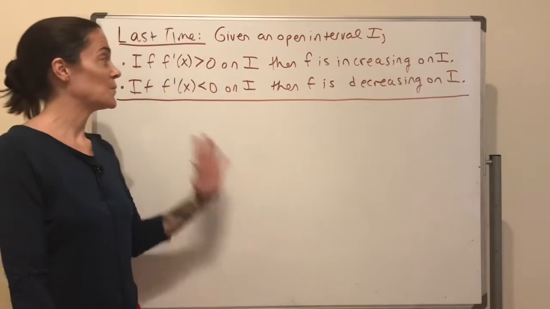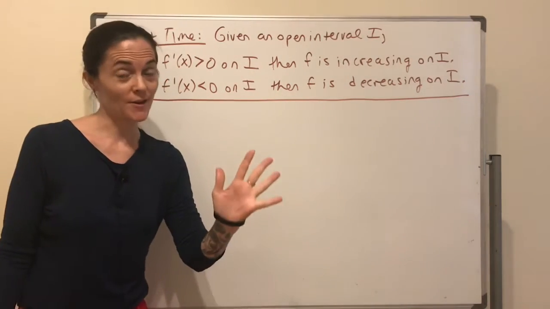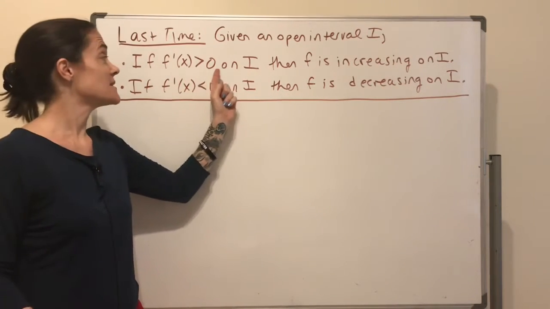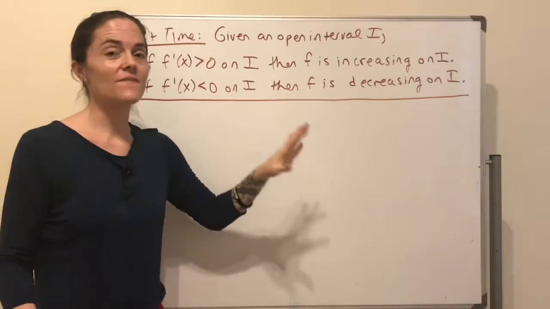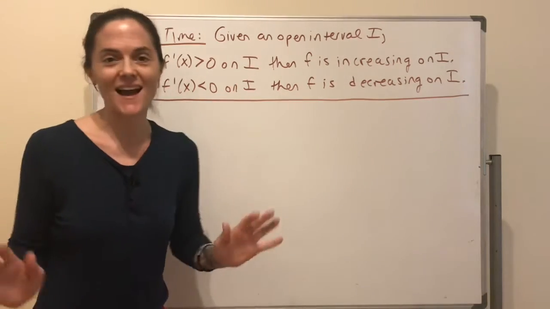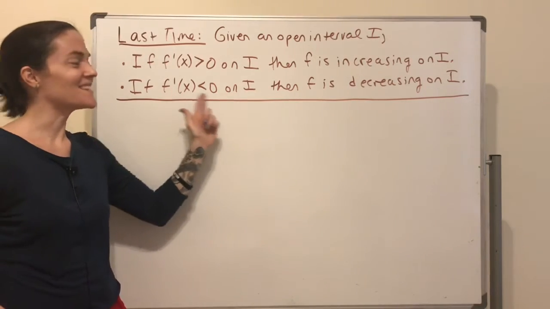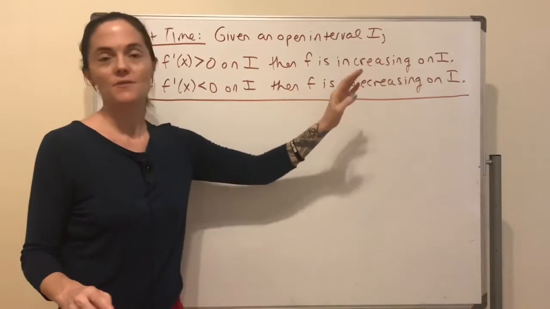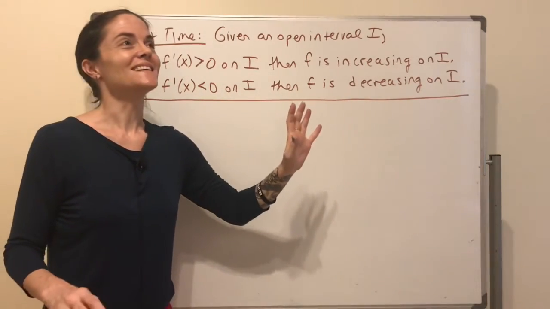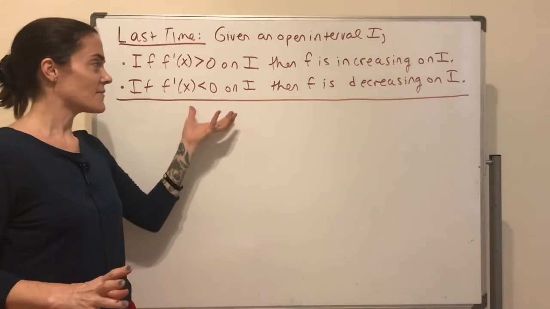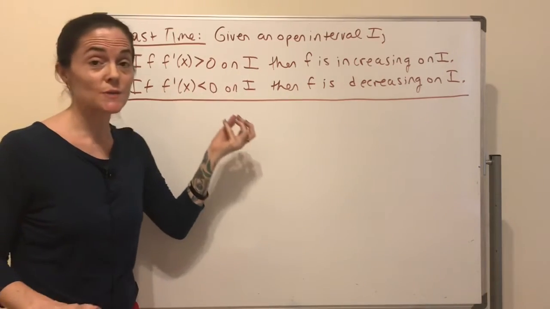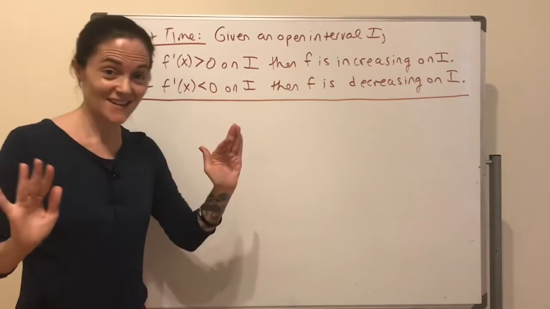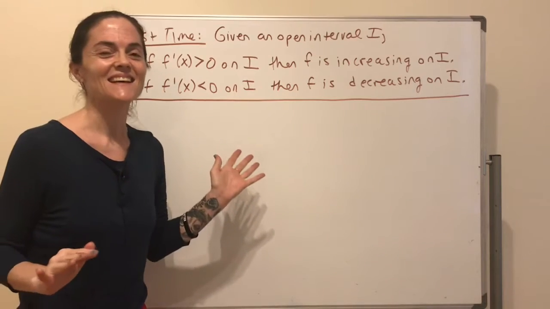Last time we saw, let's say you have an open interval I. If the derivative is positive on I, then f is increasing on I. And if the derivative is negative on I, then f is decreasing on I. And so a theme of last time, which came from this, was we can use the first derivative to address questions of increasing and decreasing, right? That's exactly what this says.